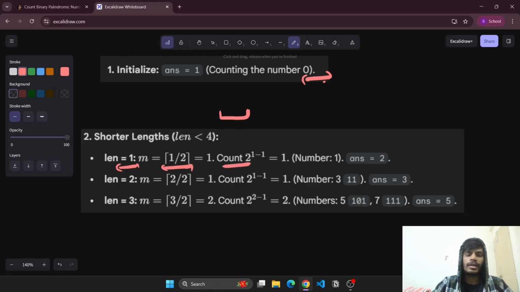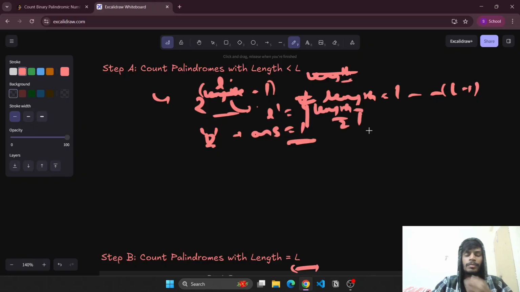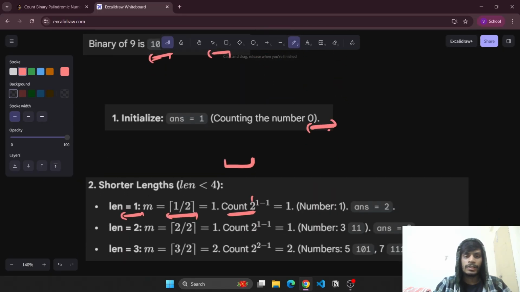It will be 2 to the power m minus 1. Here it was this length that we have, suppose L dash. L dash will be what? Ceil of length by 2, as you know, because we are only seeing the first L by 2 bits. I hope I did not confuse you here. So this is what we do.